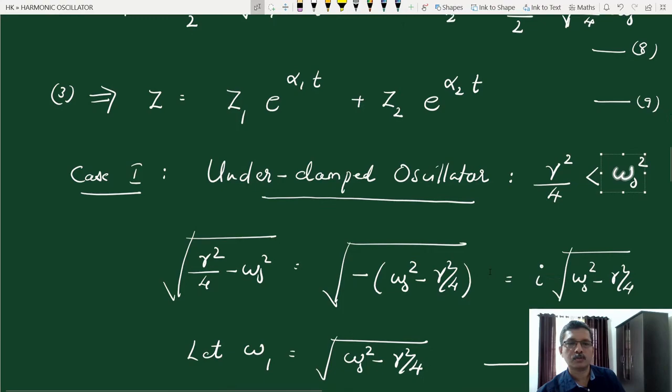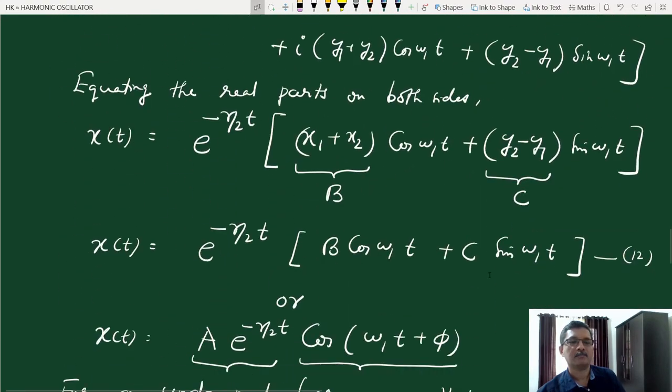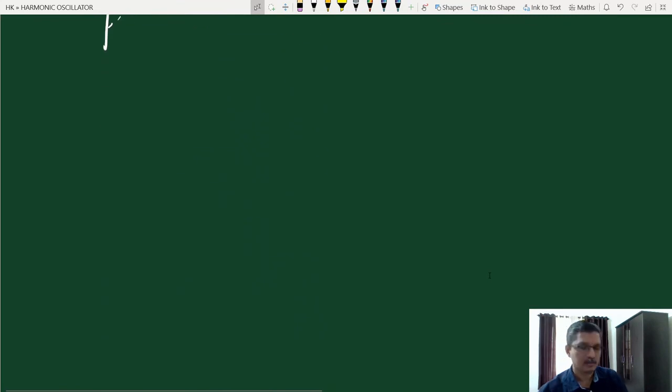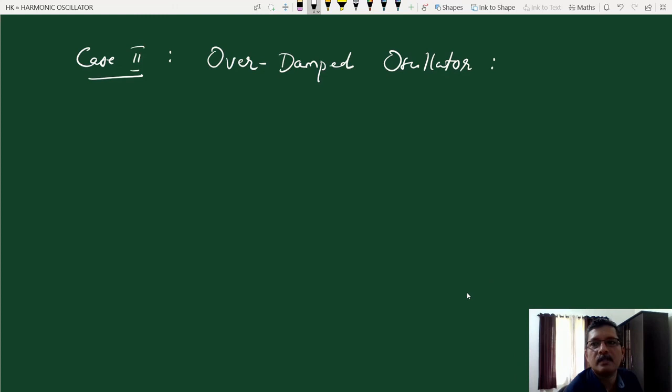Okay, let's go to the opposite case, where gamma square by 4 is greater than omega 0 square. This is called the overdamped case. Now the condition is that gamma square by 4 is greater than omega 0 square.